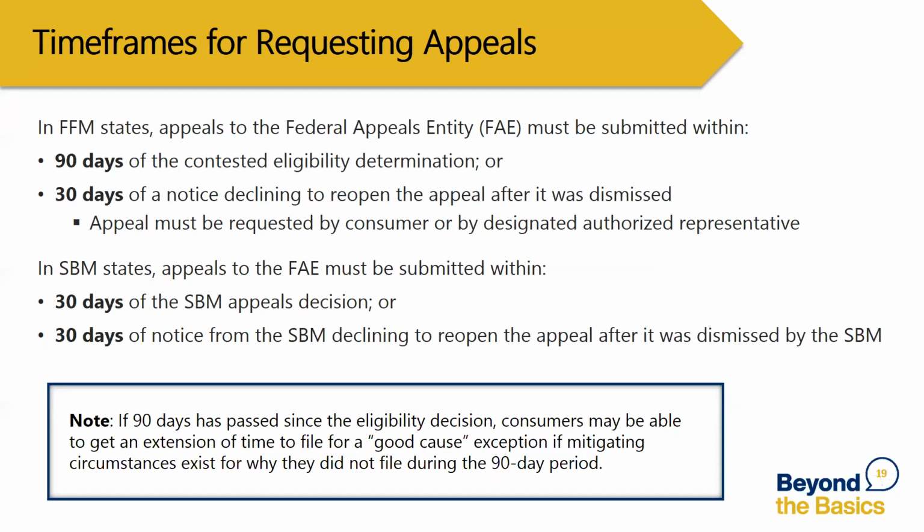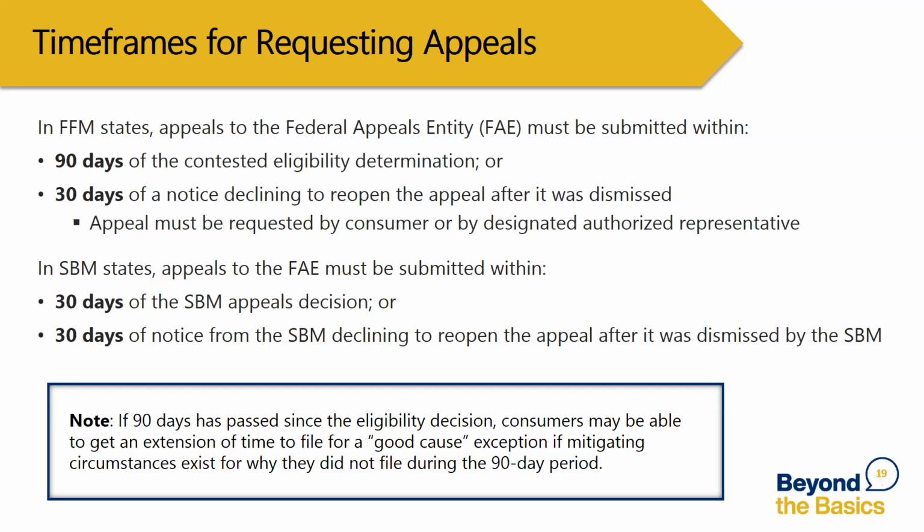Again, we talked about the fact that in the FFM states, you have 90 days to file an appeal, or if an appeal is dismissed, you have 30 days to then request that it be reopened. So 90 days is really the primary one at the FFM, but if you feel that it was dismissed in error, you can request that that appeal be reopened.